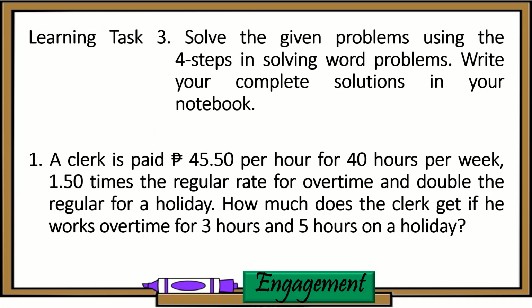For learning task 3, solve the given problems using the 4 steps in solving word problems. Write your complete solutions in your notebook. For number 1, a clerk is paid 45 pesos and 50 cents per hour for 40 hours per week. 1 and 50 hundredths times the regular rate for overtime and double the regular for a holiday. How much does the clerk get if he works overtime for 3 hours and 5 hours on a holiday?